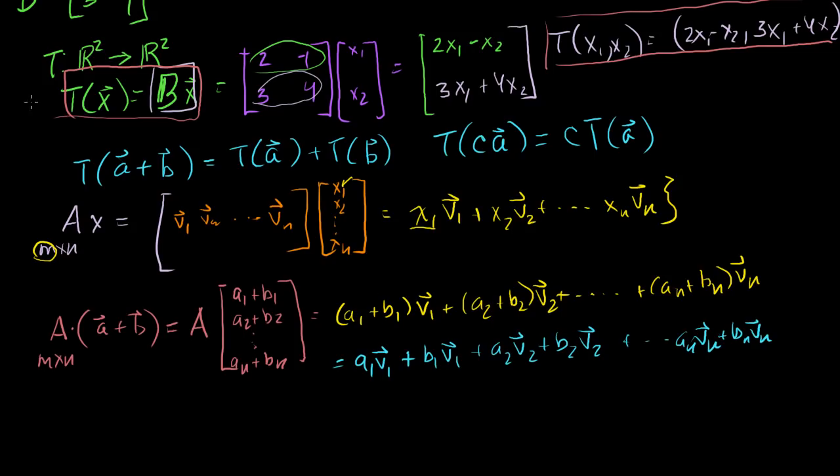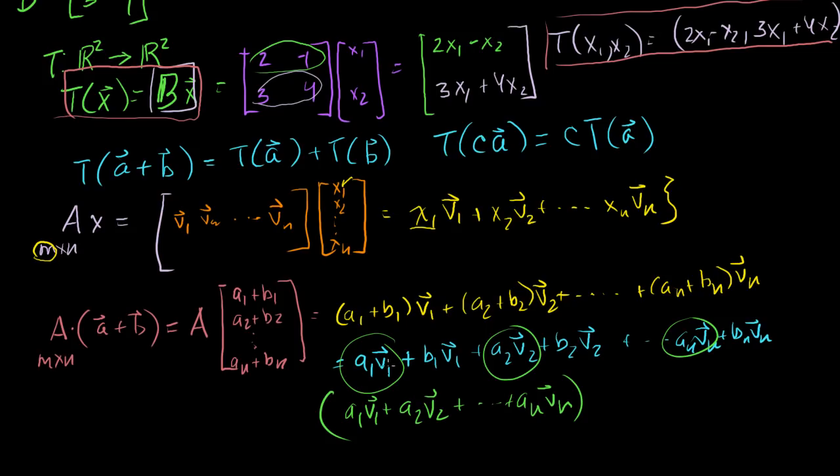And then if we just reassociate this, if we group all of the a terms together, we get a1 times v1 plus a2 times v2, all the way to plus an times vn. I just grabbed all the a terms. We get that plus all the b terms: plus b1 times v1 plus b2 times v2, all the way to plus bn times vn. That is equivalent to this statement up here. I just regrouped everything, which is, of course, equivalent to that statement over there.